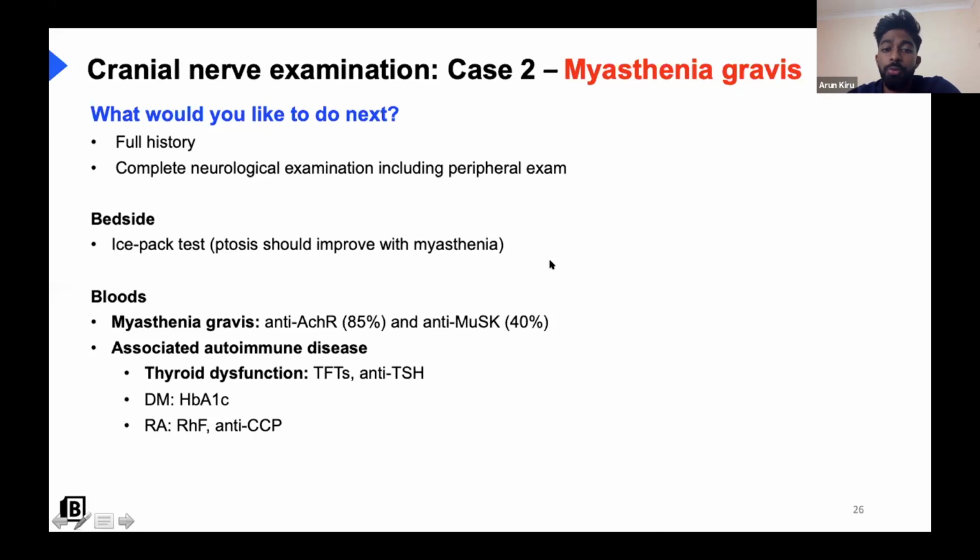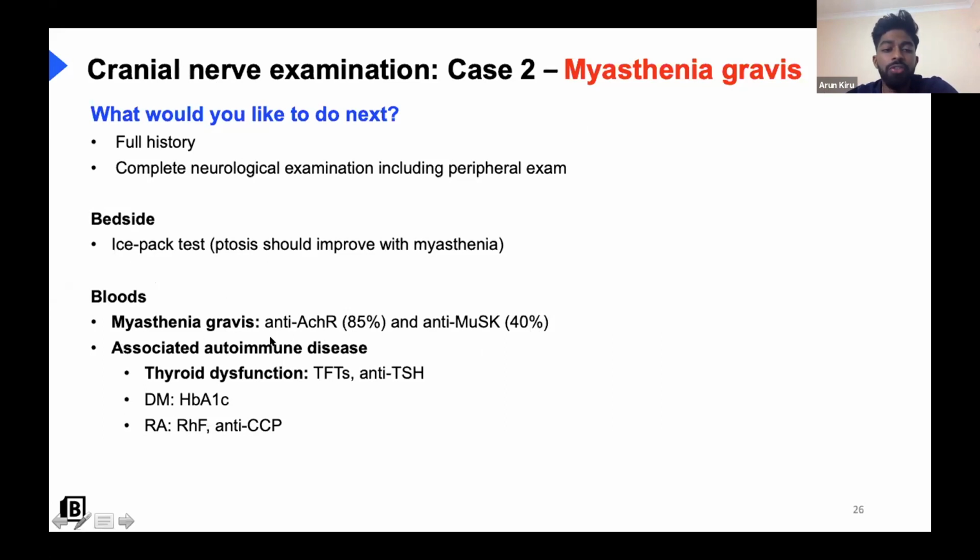The ptosis should improve with myasthenia. So if this is myasthenia, if you put an ice pack over your eyelids for a few minutes, the ptosis should basically come back towards normal. That's a feature of myasthenia that comes up in MCQs. Blood tests, specific blood tests for myasthenia are your anti-acetylcholine receptor, which is positive in 85%, and anti-MuSK, muscle-specific tyrosine kinase, which is myasthenia as well.